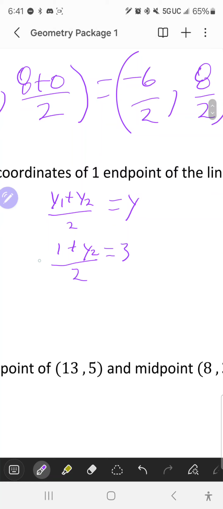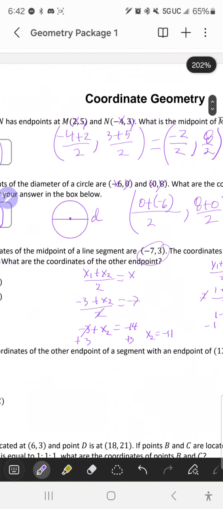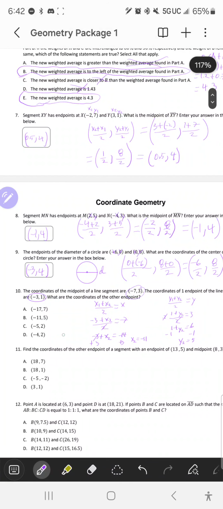Now for this one, it's the same. We multiply both sides by 2 to get rid of this. So 1 plus y2 is equal to 3 times 2, which is 6. So we subtract 1 from each side, and we get that y2 is equal to 5. See, 6 minus 1 is equal to 5. So our coordinates are going to be -11, 5, which is choice B.